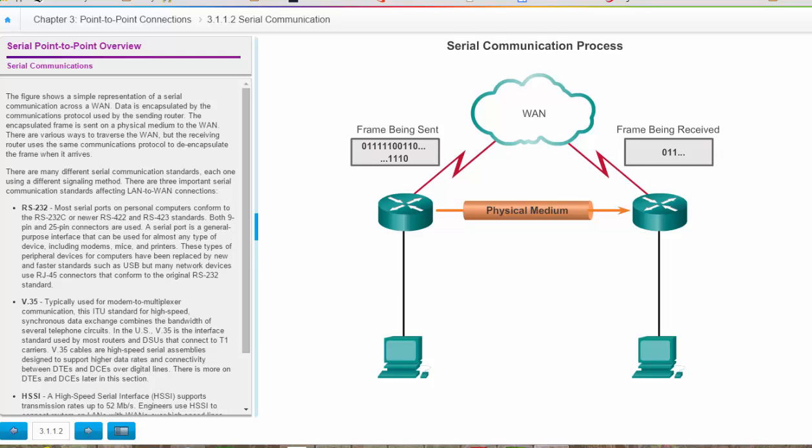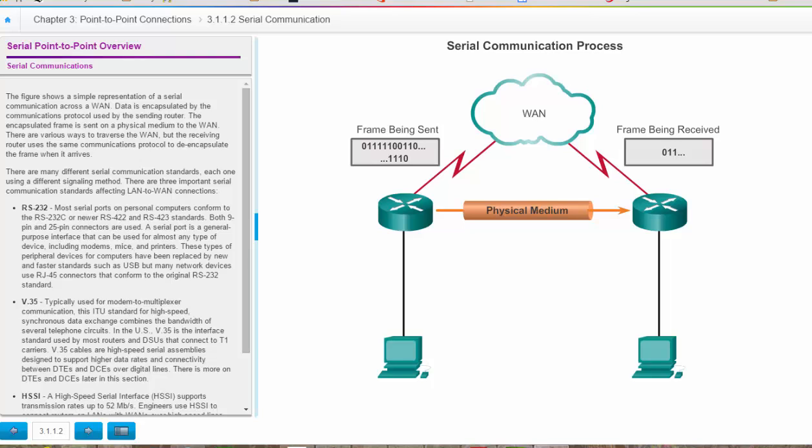On a WAN link, data is encapsulated by the protocol used by the sending router. The encapsulated frame is sent on a physical medium to the WAN. And then the receiving router uses the same communication protocol to de-encapsulate the frame when it arrives. The three serial communication standards for LAN to WAN connections are RS-232, V.35, and HSSI.